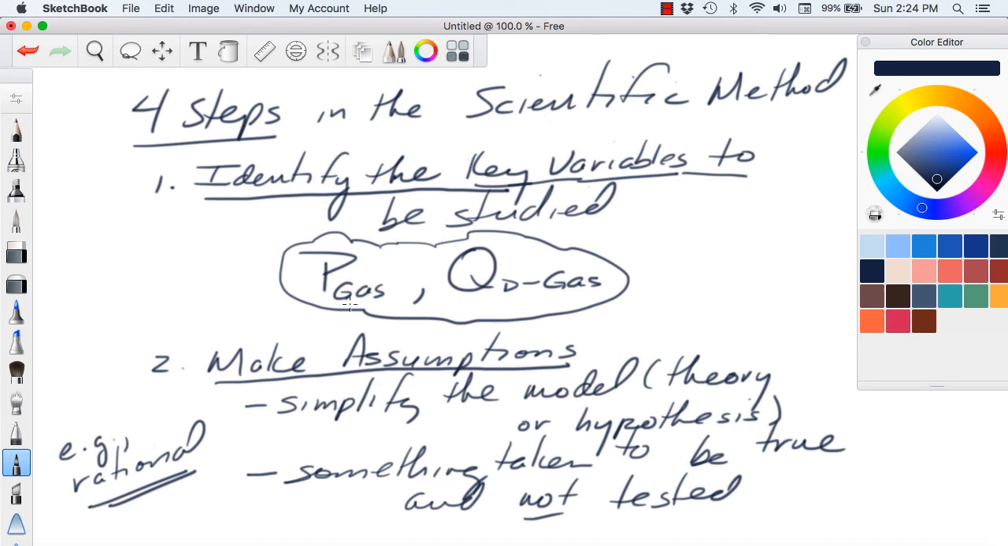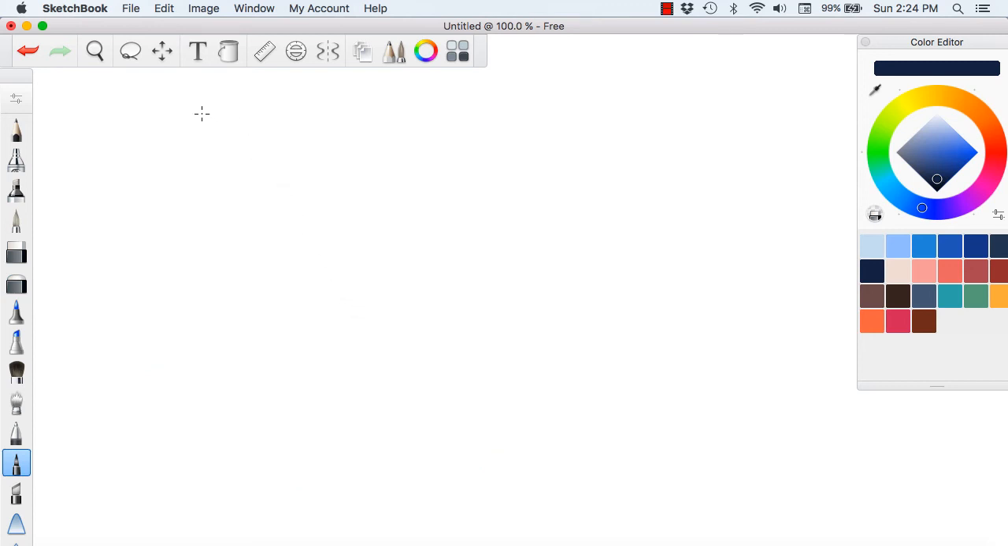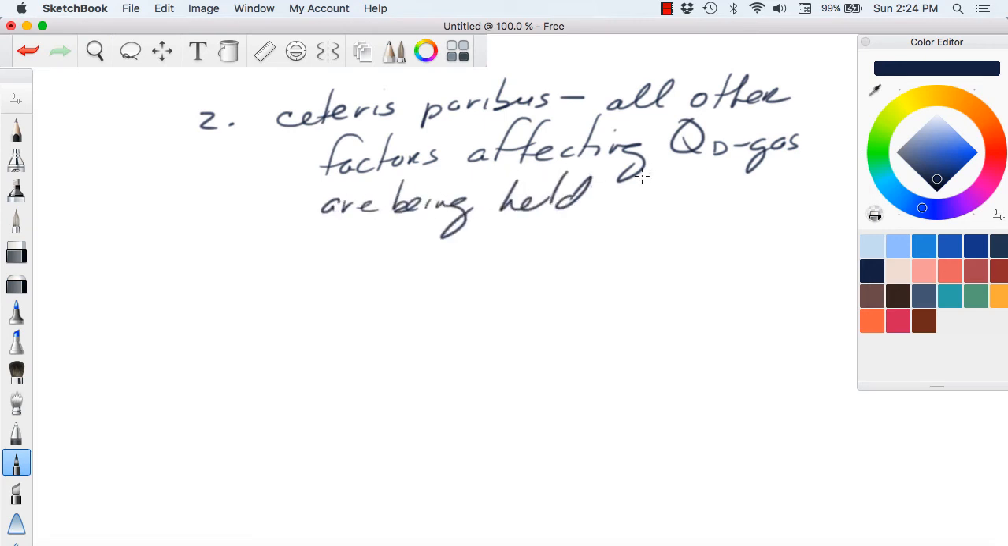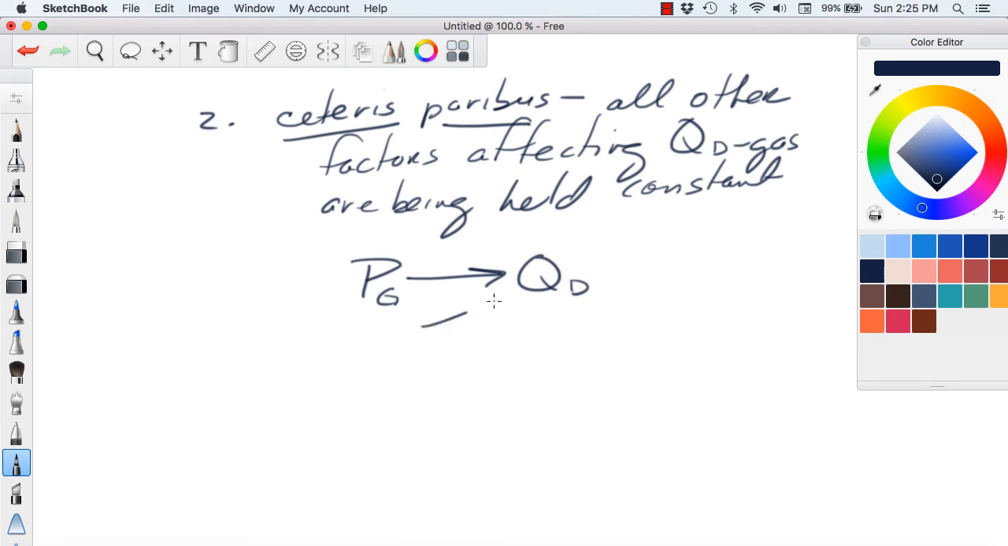Let me go ahead and erase this. I want to move to the next line. So we're still under number two, make assumptions. But one of the assumptions we're going to make is ceteris paribus. In other words, we're going to assume that all other factors affecting the quantity demanded of gas are being held constant. So as I said earlier, the incomes of gasoline buyers will affect how much gasoline they buy. As we try to relate the price of gasoline to the quantity demanded of gasoline, we are going to hold the incomes of gasoline buyers constant.